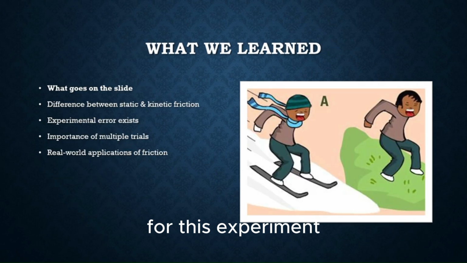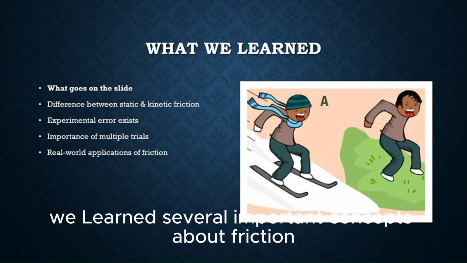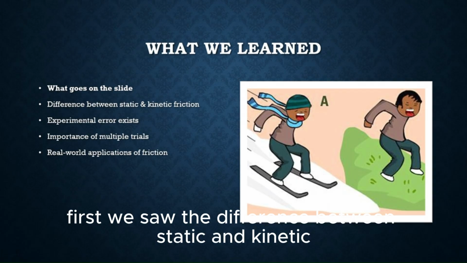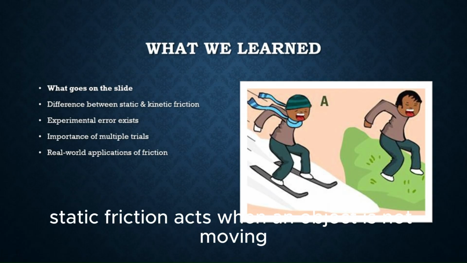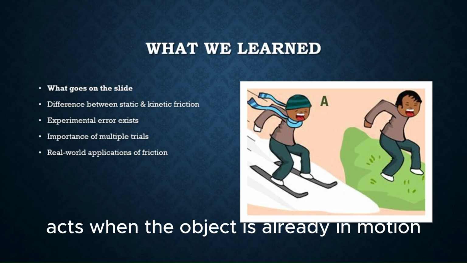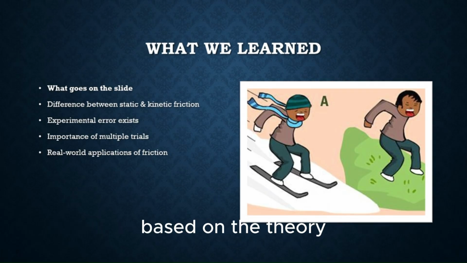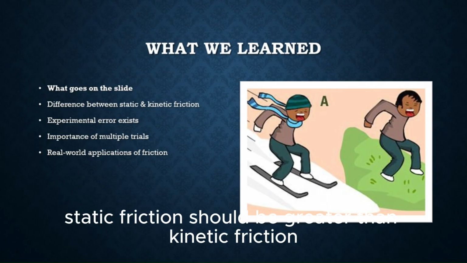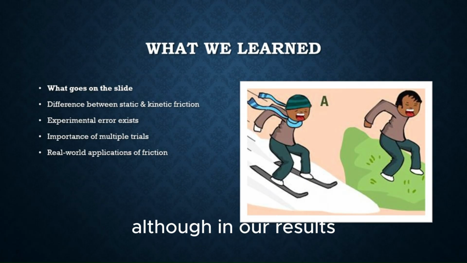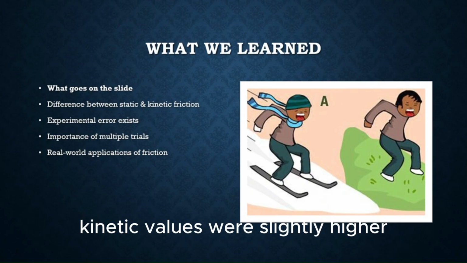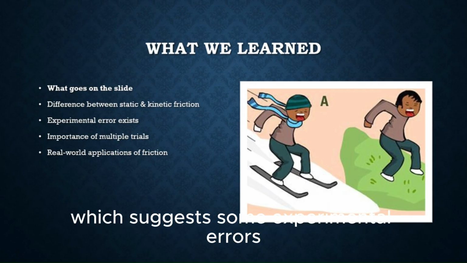For this experiment, we learned several important concepts about friction. First, we saw the difference between static and kinetic friction. Static friction acts when an object is not moving, while kinetic friction acts when the object is already in motion. Based on the theory, static friction should be greater than kinetic friction, although in our results kinetic values were slightly higher, which suggests some experimental errors.